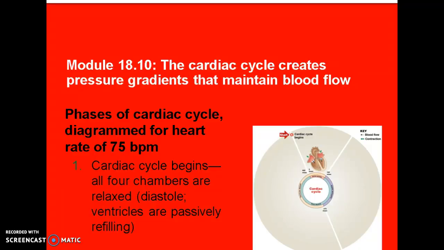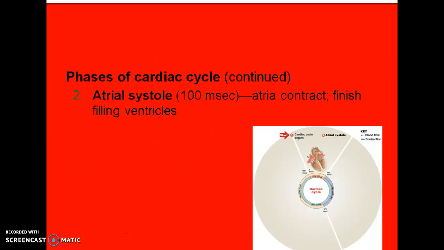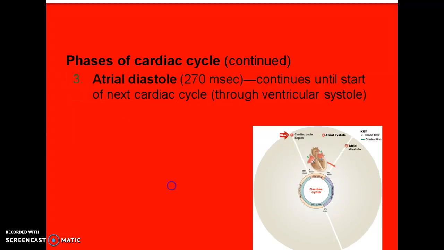And when this is taking place, the ventricles are passively filling. Then the atrium contracts, atrial systole, and the ventricles finish filling. Then the atria relax, atrial diastole, and this continues until the start of the next cardiac cycle. So we'll see that the atria will remain relaxed all the way through ventricular contraction.